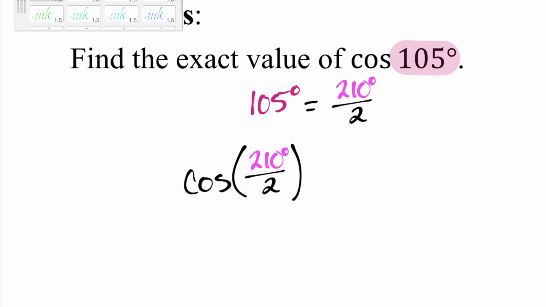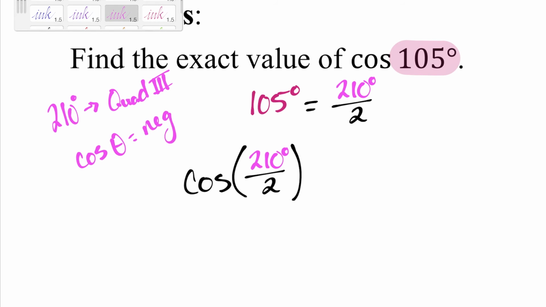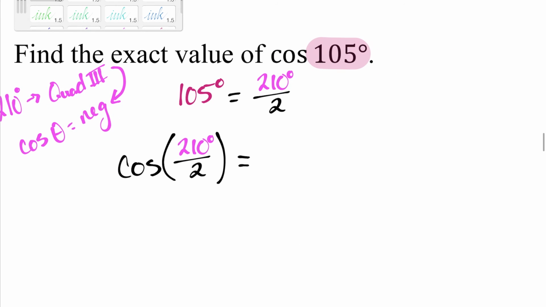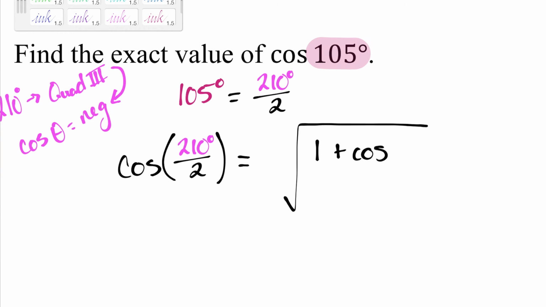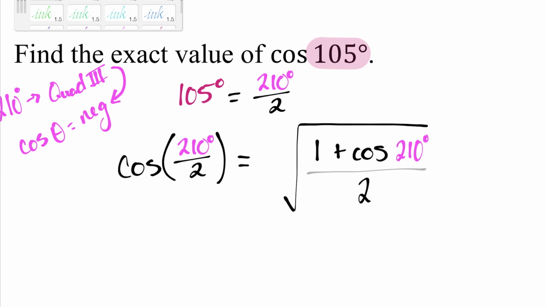I also probably want to keep in mind that whenever I'm doing this, 210 degrees is in the third quadrant. It's in between 180 and 270. And I want to keep this in mind because cosine is negative in the third quadrant. So when I'm doing my half angle identity, I'm going to be using the formula that I already had at the beginning of the video, which is square root of 1 plus cosine of 210 degrees, divided by 2.